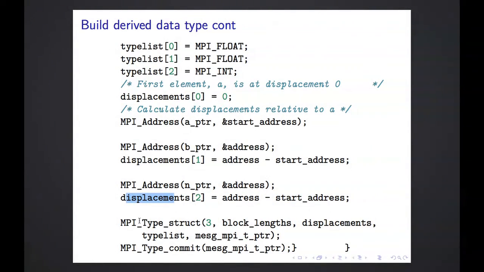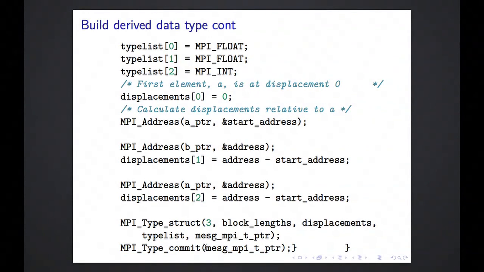And now I call MPI type struct. So I have 3 elements. Block lengths, these we have defined to be 1. Displacements, we have just computed them here. Type list, types are here. Float, integer. And I call this and I get a new data type. And once I have created this data type, I need to activate it. And I do this with MPI type commit.